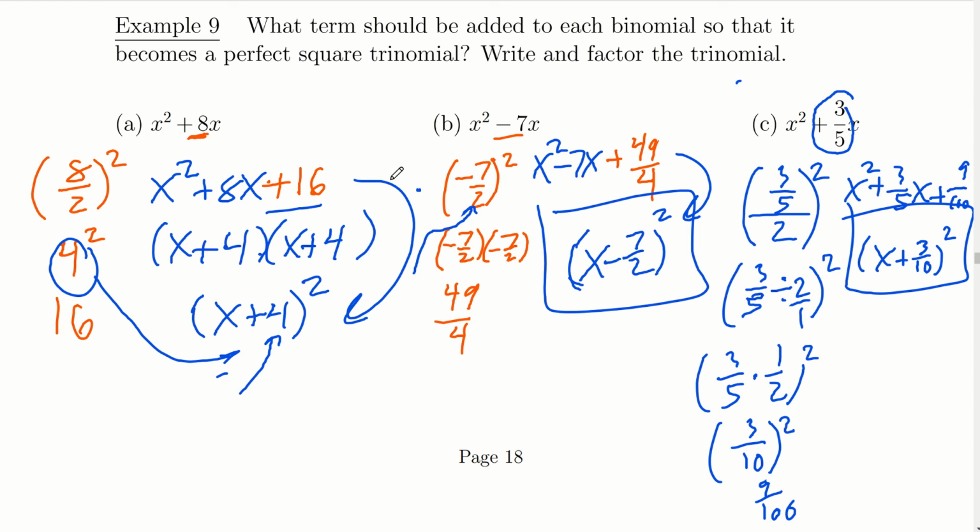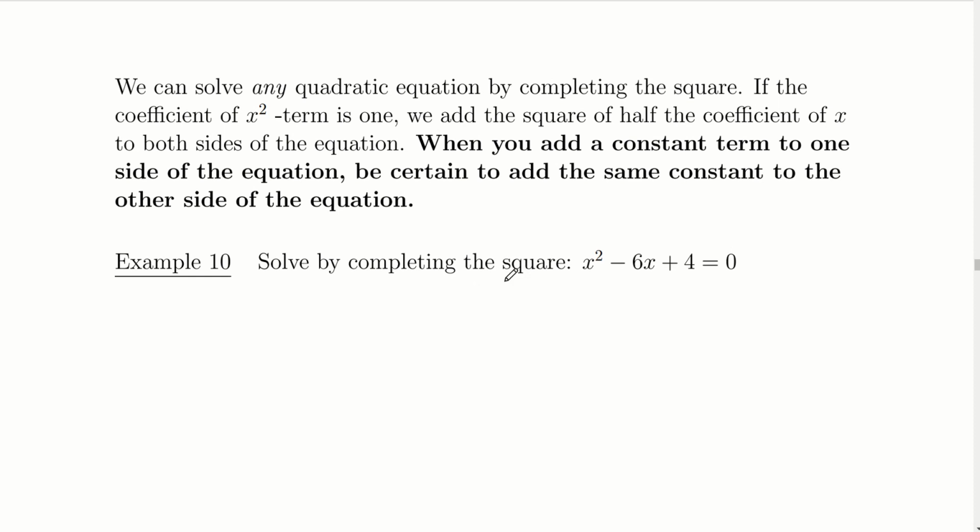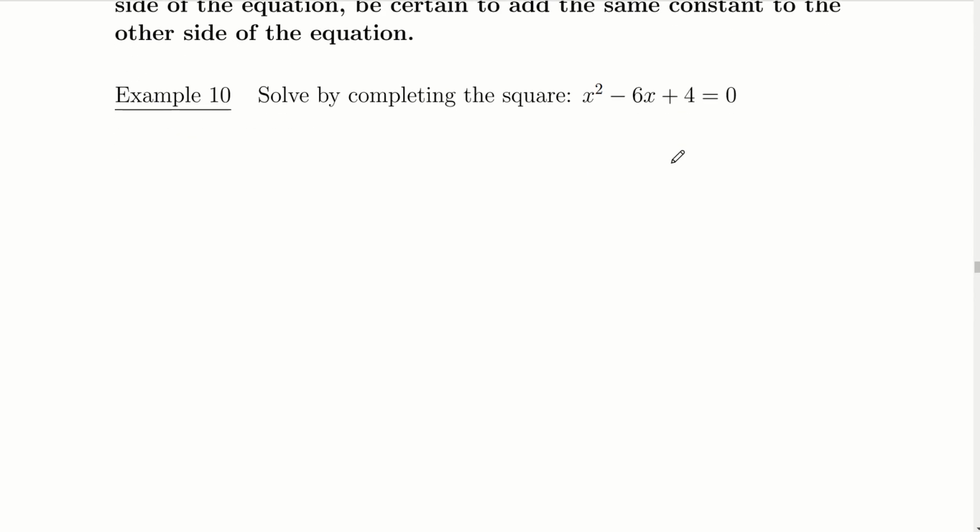Let's now see how we can use completing the square to solve a quadratic equation. We can solve any quadratic equation by completing the square. If the coefficient of the x squared term is 1, then we can add 1/2 of the coefficient of x to both sides of the equation. When we add a constant term to one side of the equation, we need to make sure that we add it to the other side of the equation as well.